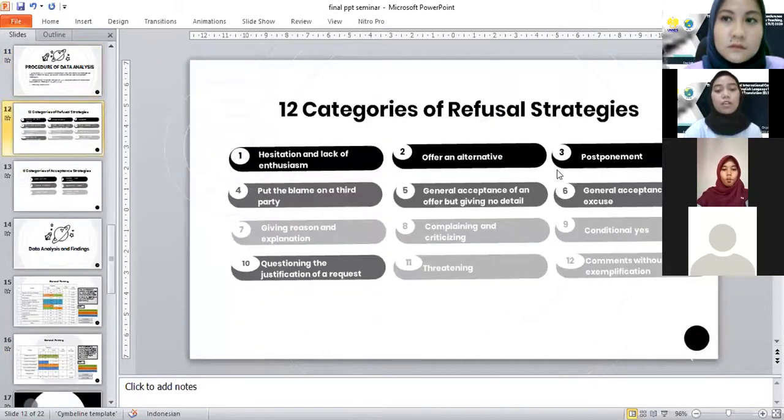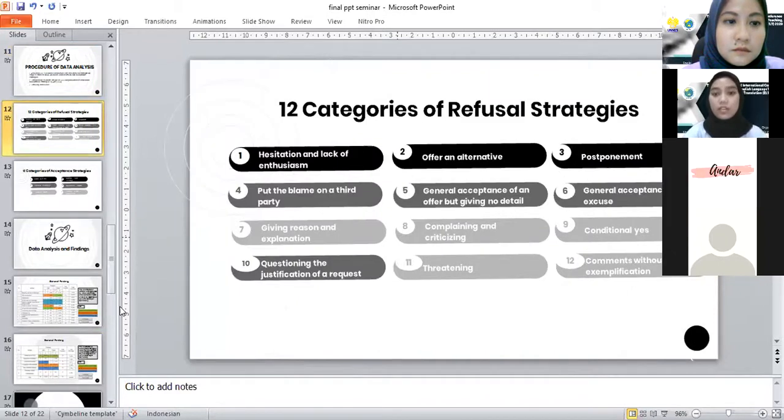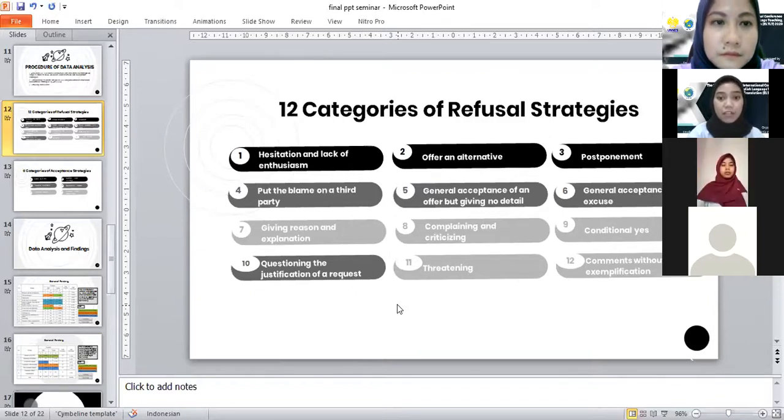Okay, there are 12 categories of refusal strategies proposed by Aziz. The first one is hesitation and lack of enthusiasm. Second is offer of an alternative. Third is postponement. Fourth, put the blame on a third party. Fifth, general acceptance of an offer but giving no detail. The sixth is general acceptance with excuse.